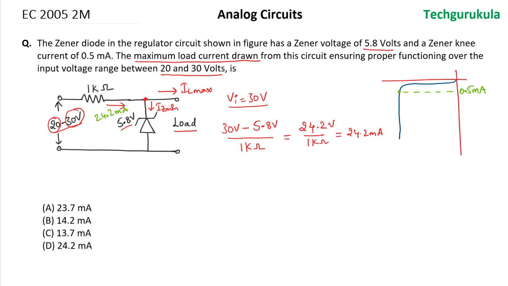Now, as we discussed, if IL has to be maximum, then the Zener diode should be taking the minimum current under load variation condition. That minimum current is 0.5 milliamperes, which means if we subtract 0.5 milliamperes from this, this should be equal to IL max. This will be 23.7 milliamperes. So, the correct answer is option A, 23.7 milliamperes.